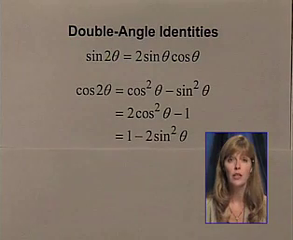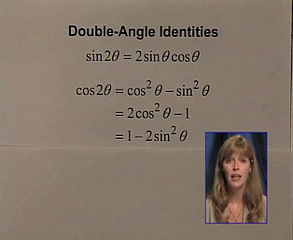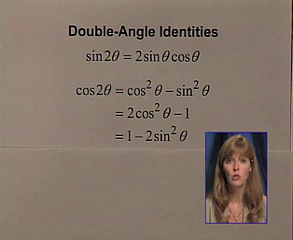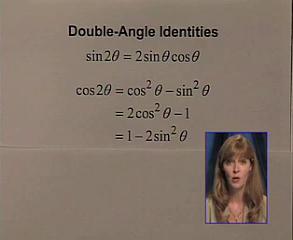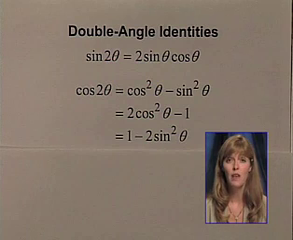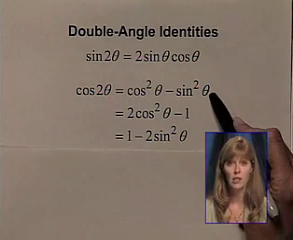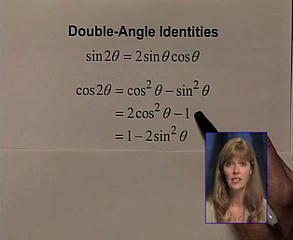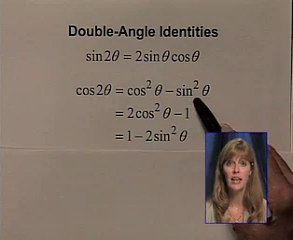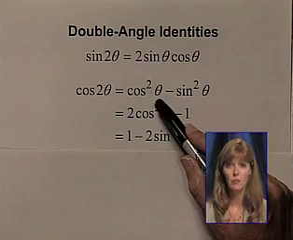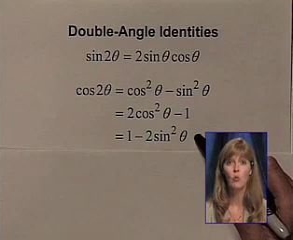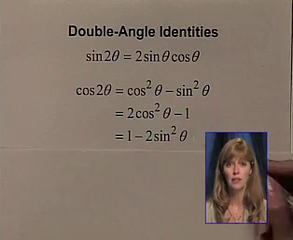For the cosine of 2 theta, it turns out that we have 3 different identities that we could use. The first one is that the cosine of 2 theta is equal to the cosine squared theta minus the sine squared theta. The next two can be arrived upon by using that Pythagorean identity in order to replace either sine squared theta by 1 minus cosine squared theta and then rewriting it as 2 cosine squared theta minus 1, or by taking this identity and rewriting cosine in terms of sine with the Pythagorean identity, and that would yield 1 minus 2 sine squared theta.